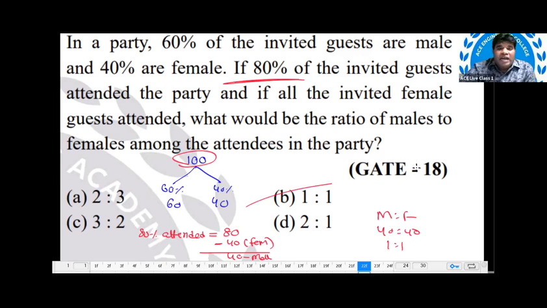Answer 1:1, completed. This is a GATE problem. We don't know anything means you can take 100, compare with 100, you get an answer. Is it okay, friends?